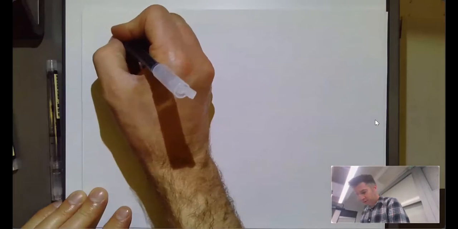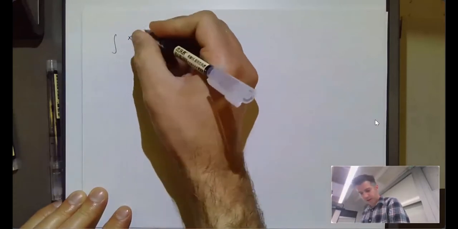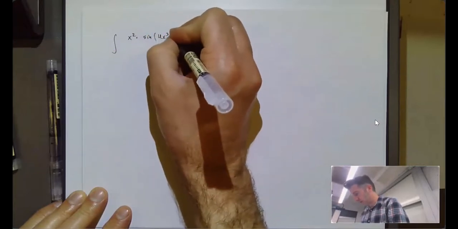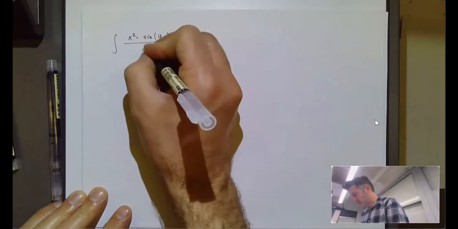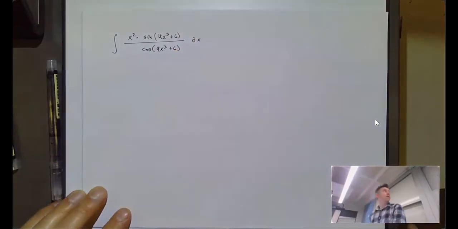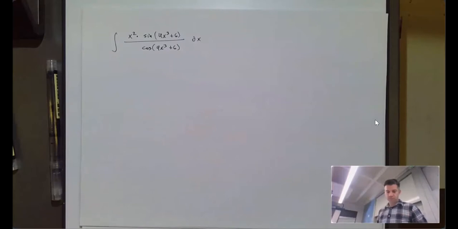All right, let's look at the following. How about this one? Why don't you all try this one? The integral of x squared times sine of 4x cubed plus 6 over cosine of 4x cubed plus 6. Give you a couple minutes to work on that one.